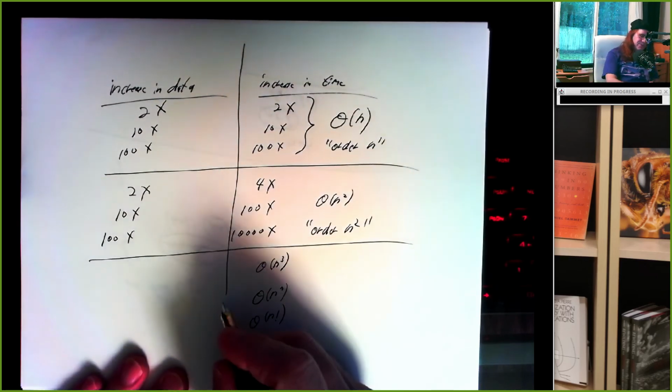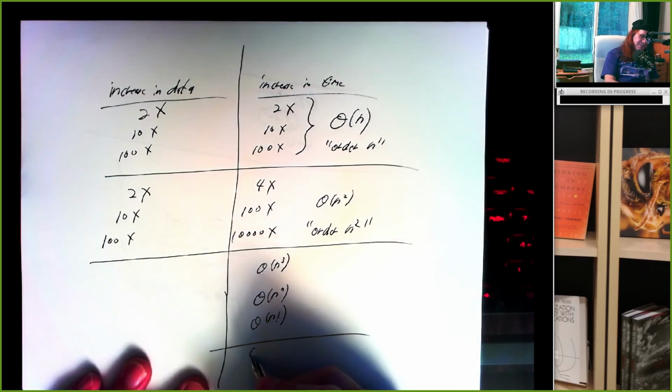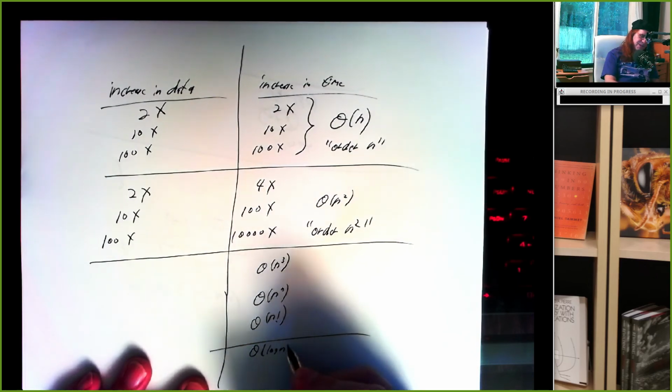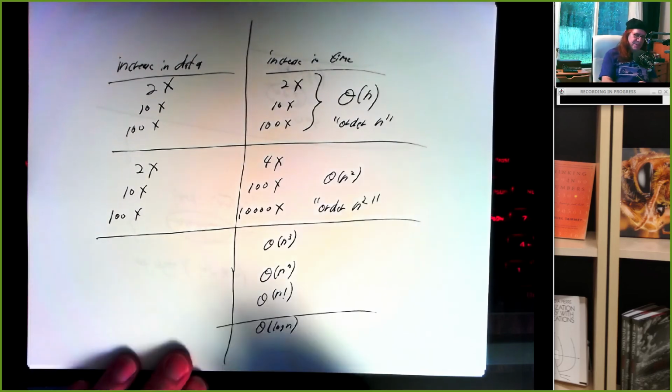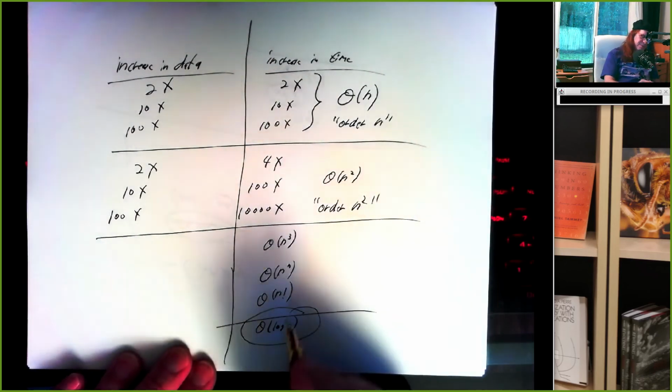So there's also algorithms that are better than this. A common algorithm that we see in this class will be log n, or maybe n times log n, or log of n squared, or n squared log n. These are better performance times.